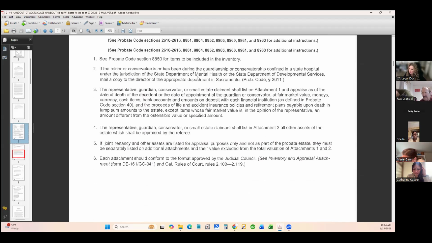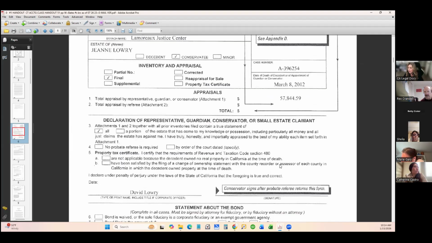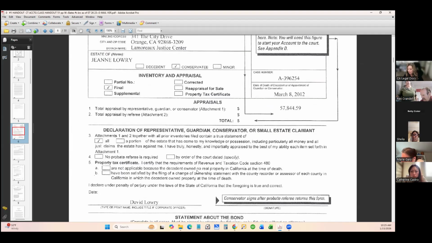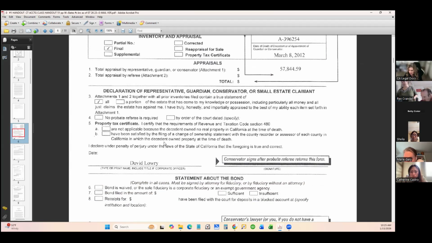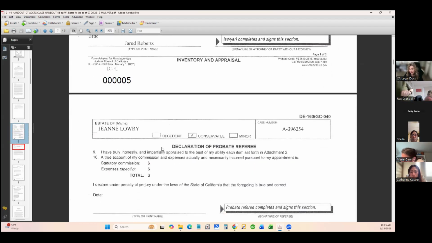So again, once you're done, you put all this together, you mail it to the probate referee, you ask them to value it. They have 6 to 8 weeks to complete this form, so please do it right away. And they will return it to you. Then you will date it, sign it, and you will file it with the court. And this is the form that you will start your accounting on. Do you have any questions on that piece?